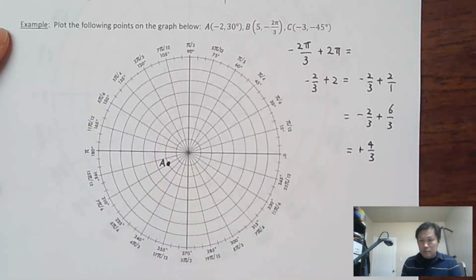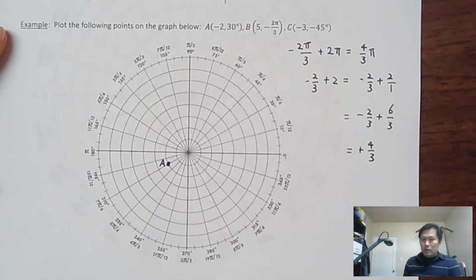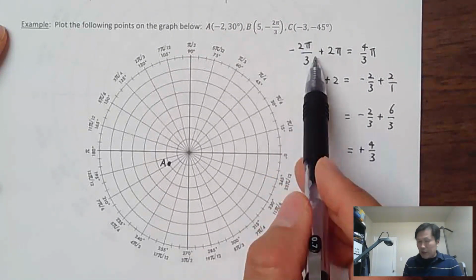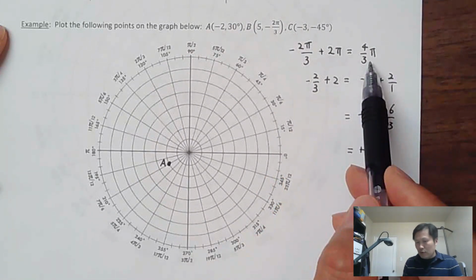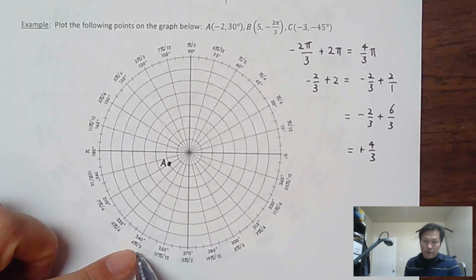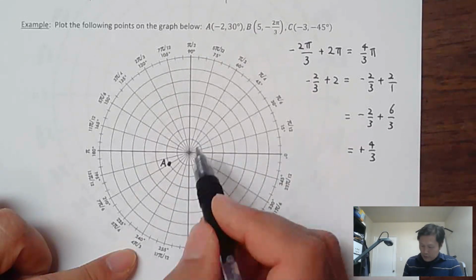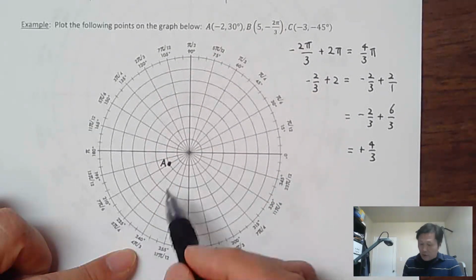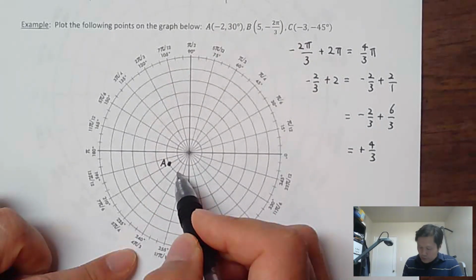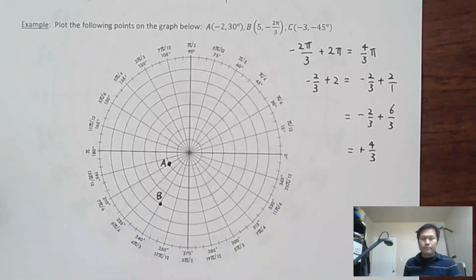positive 4 thirds. So that becomes positive 4 thirds pi. So we just converted minus 2 pi over 3 to the coterminal angle 4 pi over 3. If you look at it, 4 pi over 3 is right here. So that's option number 2. Do whatever is easier for you. The radius is 5, so 1, 2, 3, 4, 5. B, label that as B.